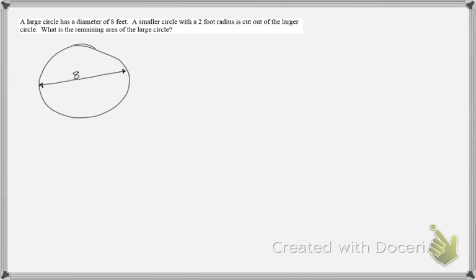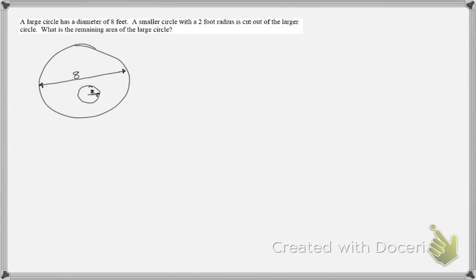The second thing that I'm told is that there's a smaller circle that has a 2-foot radius, and that's going to be cut out from the larger circle. So if I think of that 8-foot circle as a paper plate, someone came along and punched a little hole in this, and this guy has a radius of 2 feet. The radius goes from the center to the outside of the circle. And this shape is kind of looking like a Death Star, which is kind of cool.